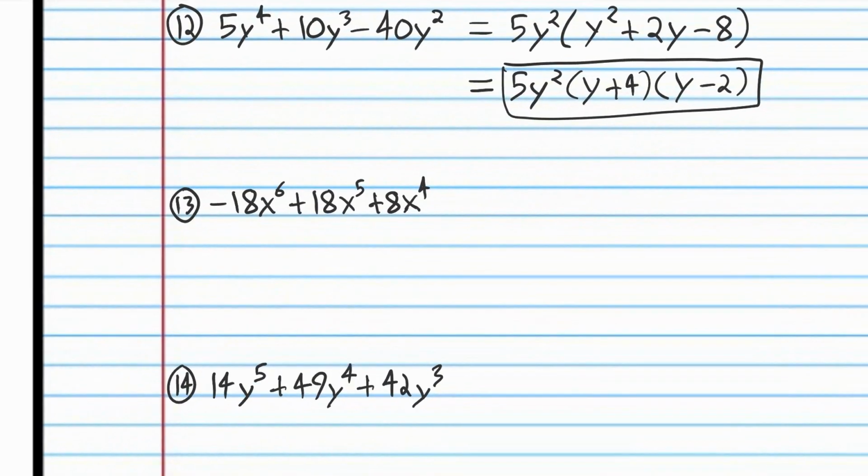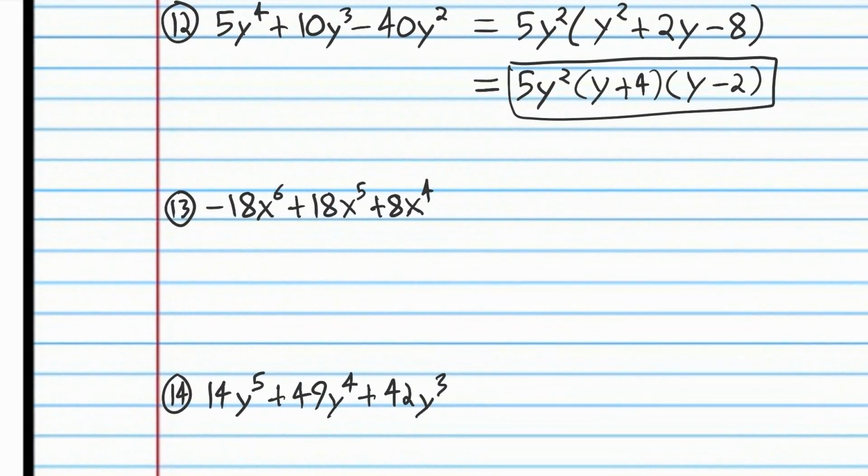All right, try number 13, and when you come back, we'll do it together. And before you try that one, just be aware, we have a negative sign, so you're going to have to factor out a negative. So try that one, and when you come back, we'll do it together.